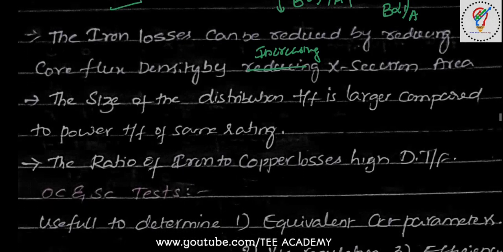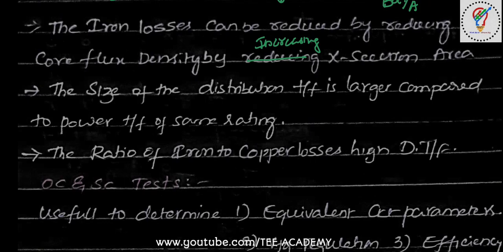Now we will compare the distribution transformer with the power transformer. The size of the distribution transformer is larger compared to a power transformer of the same rating. In the examination, there may be an option of larger size transformer and smaller size transformer for the same rating. A larger size transformer will be the distribution transformer, and a smaller size transformer will be the power transformer. Application levels are different. Power transformer is used at power transmission level and distribution transformer at distribution level. Generally distribution transformers are step down in nature, and power transformers are step up in nature.